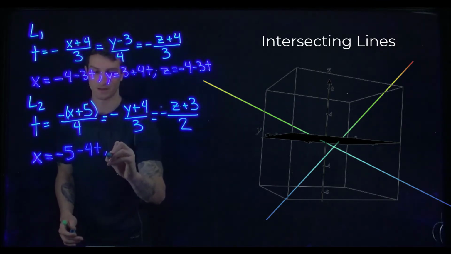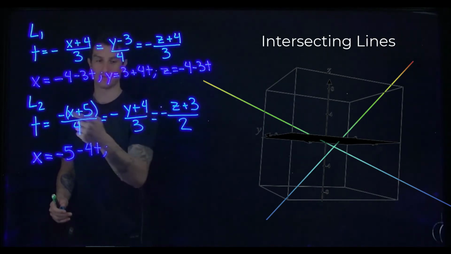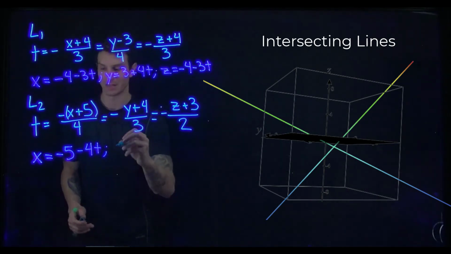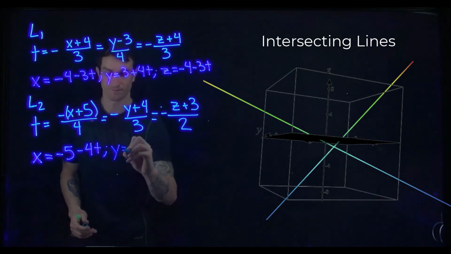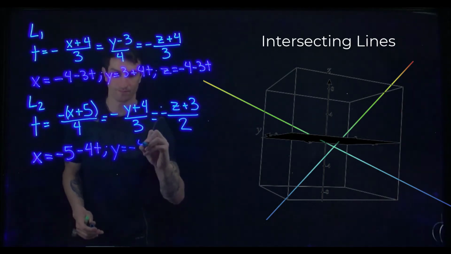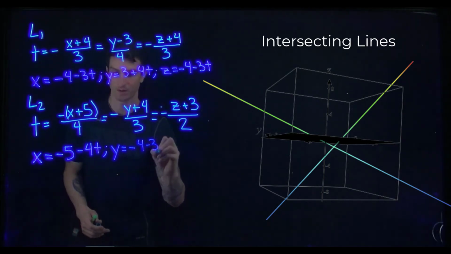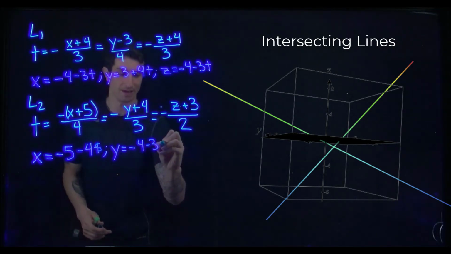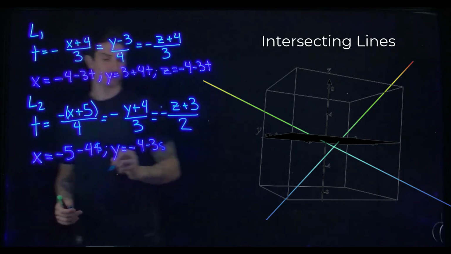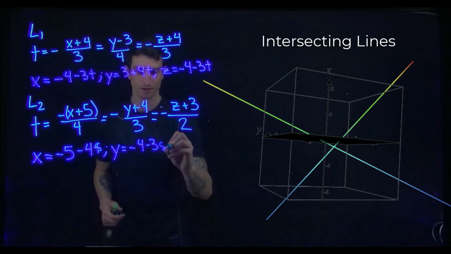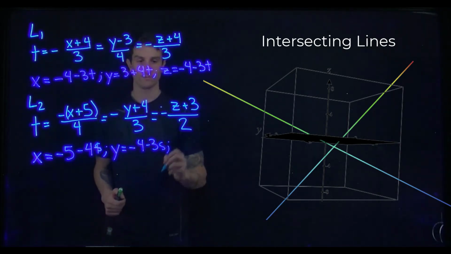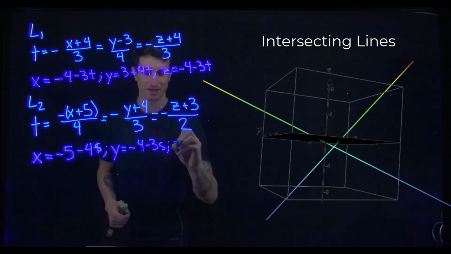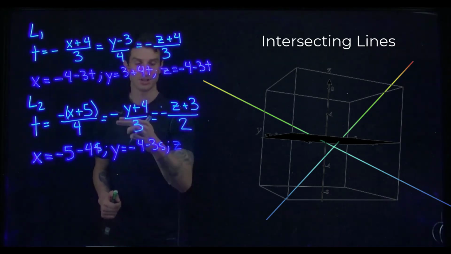And same thing, y minus 4 to the other side, minus 3t. Oh, I wrote t, didn't I? Let's go with an s. Sorry guys, we'll go with s's. At least I caught it for that second one. And one more, right? So same thing, z minus 3.